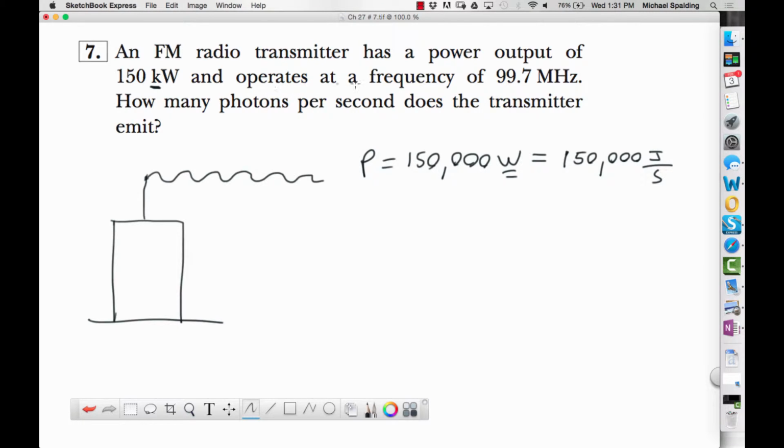Now, we have the frequency of this radiation, of these waves coming off the transmitter. The frequency is 99.7 megahertz. Now, what is mega? Mega is 10 to the 6. So we can write this frequency as 9.97 times 10 to the 7th hertz.